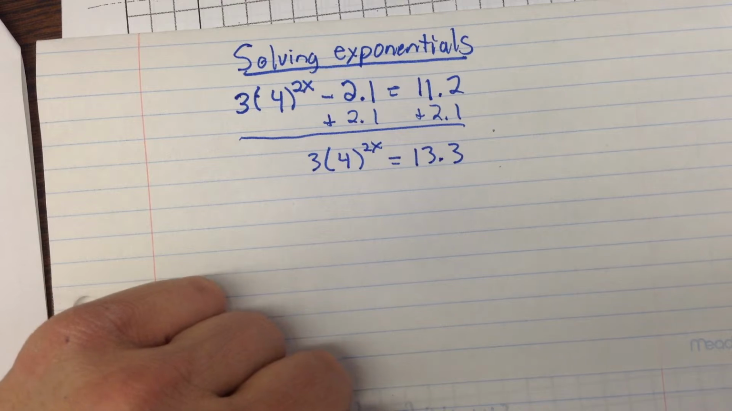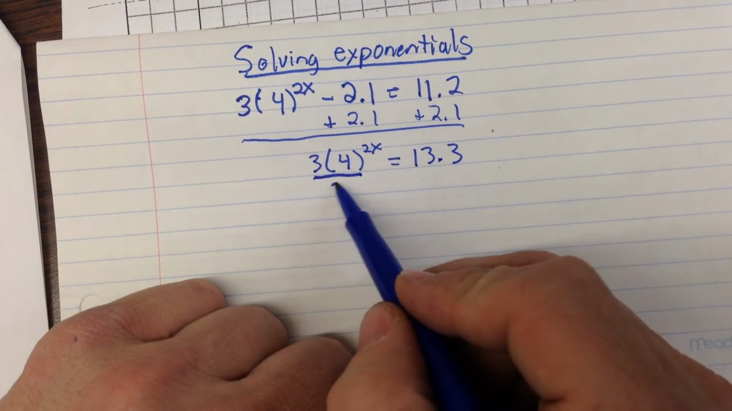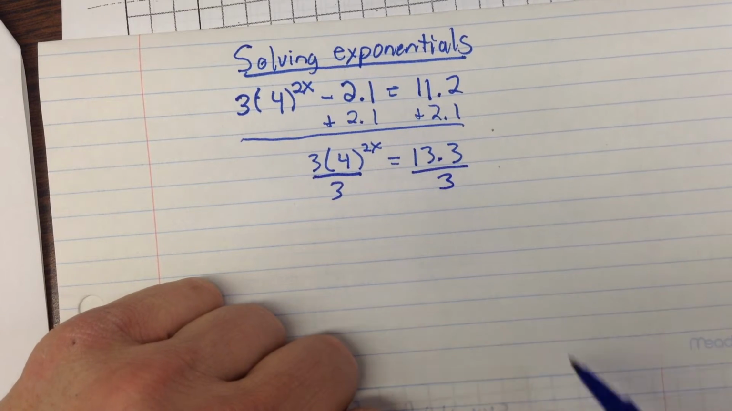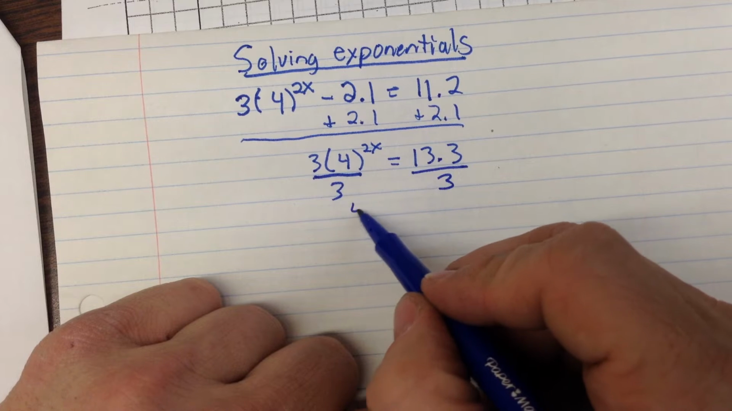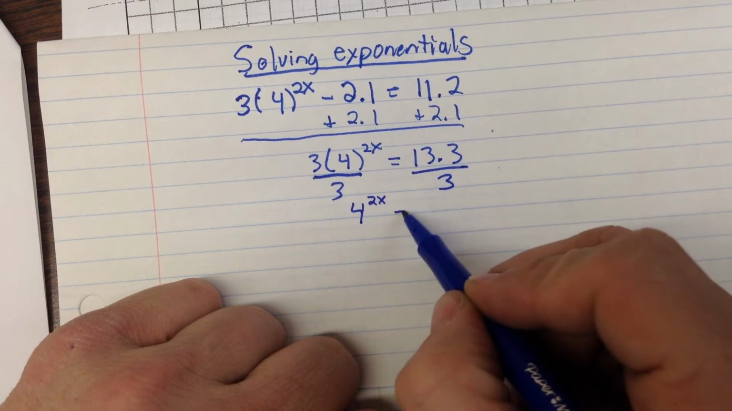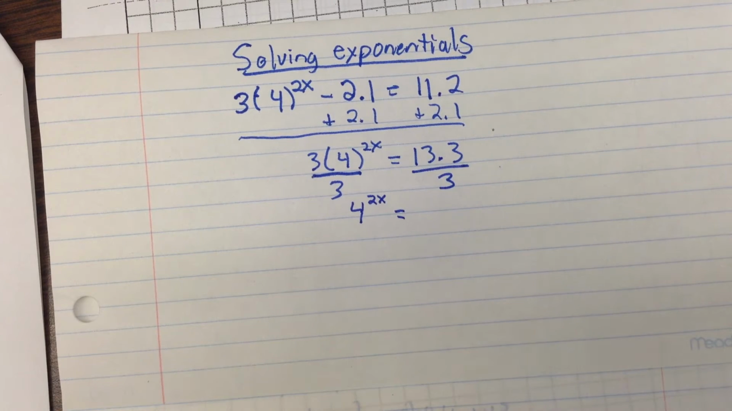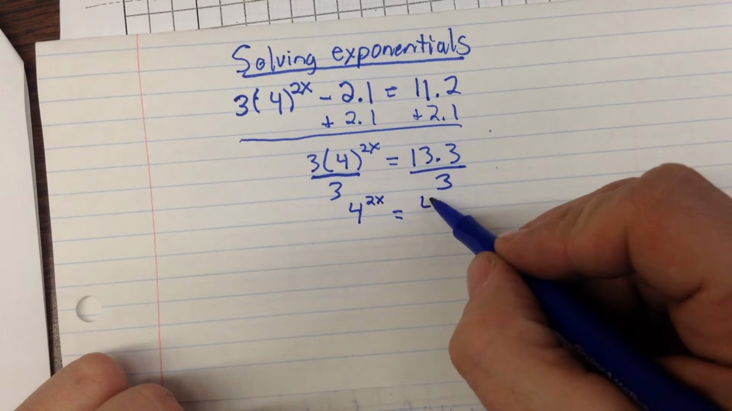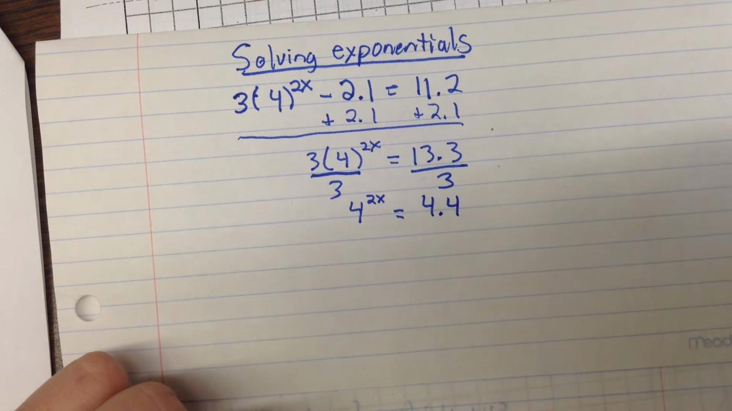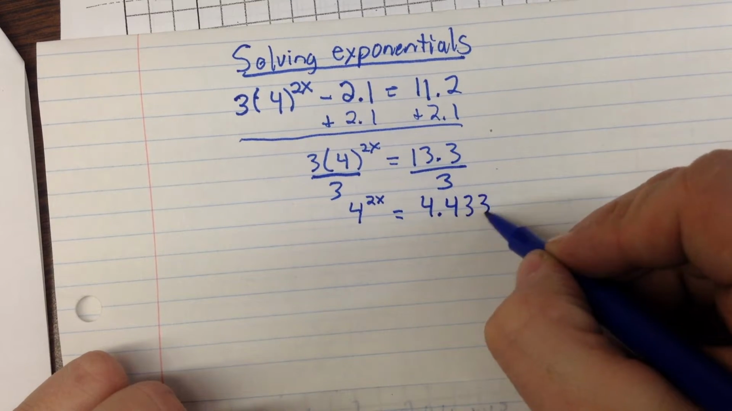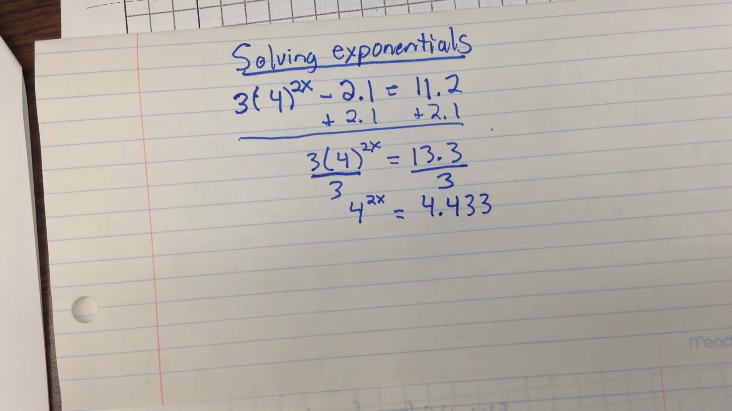We're going to get rid of the 3 next with division. You're going to save that exponent for the end. We're going to divide that out. We're going to get 4 to the 2x equals 13.3 divided by 3. Okay, we're going to lose some accuracy here, so you're going to want to round off as best as you can. I like to choose at least 3 decimals when I'm doing this, thousandths place. We're going to get that, and now we're stuck a little bit.